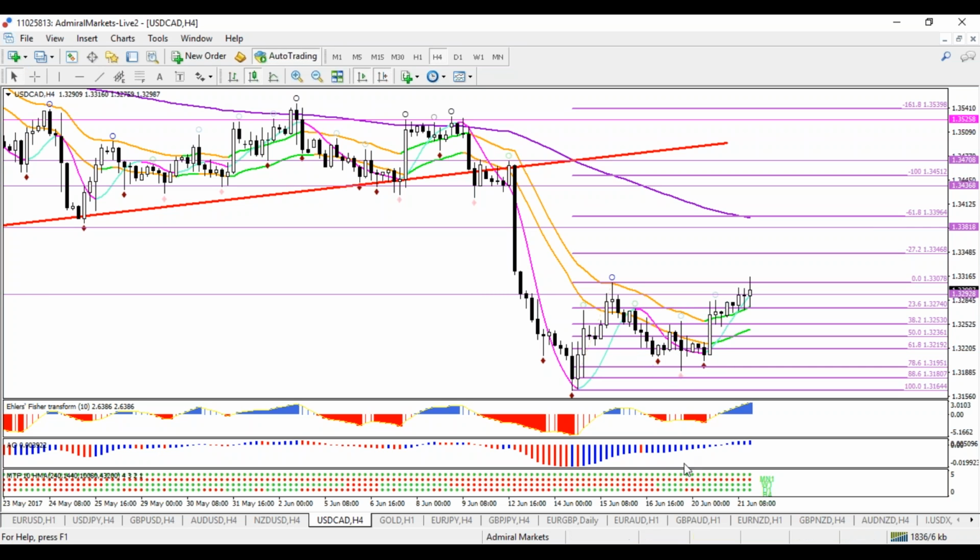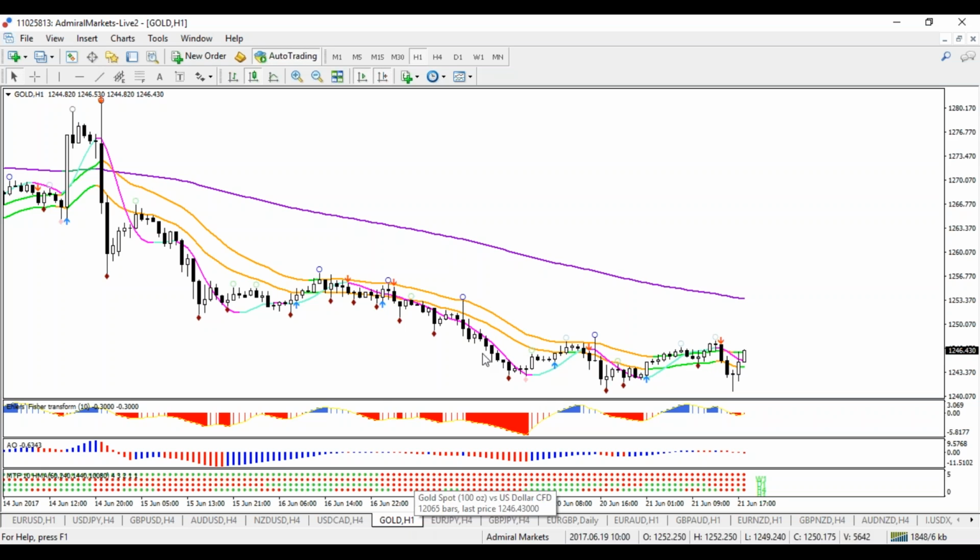But it looks like it could happen. If anyone is in that trade by any chance, I would probably recommend moving it to break even because it is counter trend, therefore quite risky.